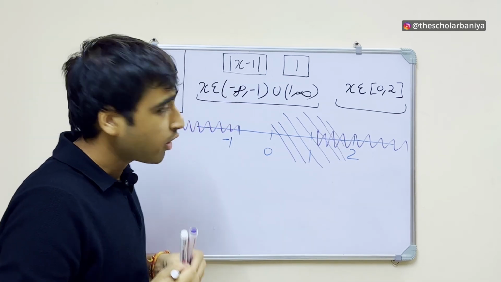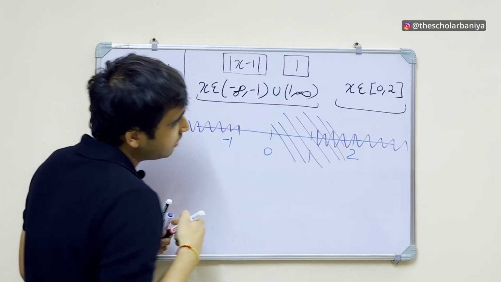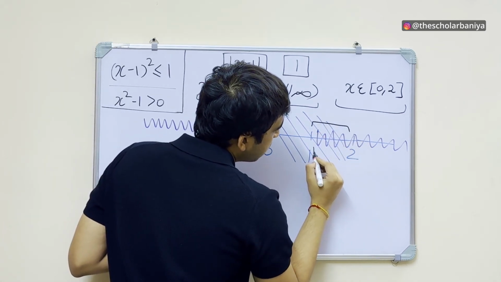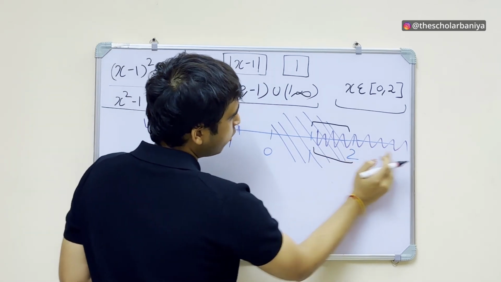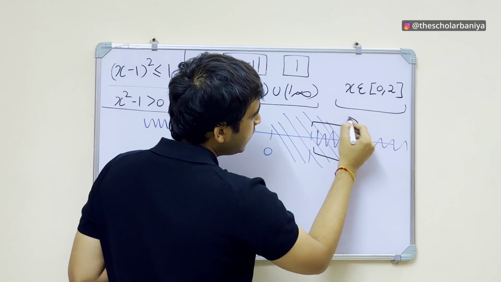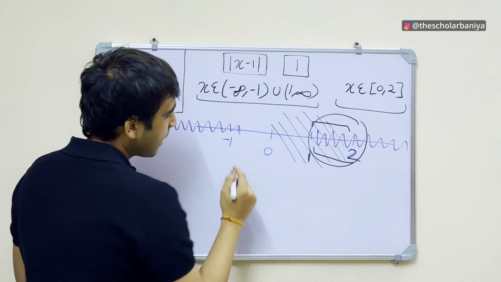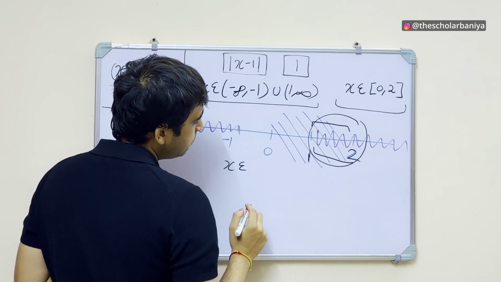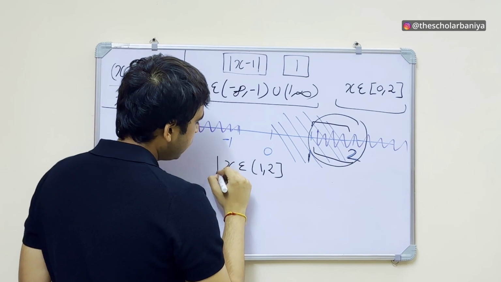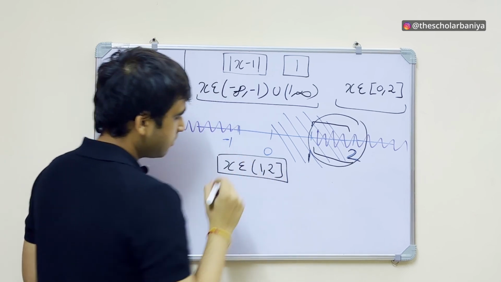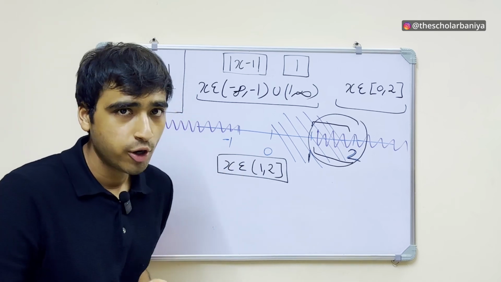right? So what is the common part? You can see the common part is this part. This is the common part. Rest, this part is not common, this part is not common, this part is not common. The only common part is this, that is between 1 and 2, right? So that means x belongs to 1 and 2. X belongs to 1 and 2 is the only possible part. I hope this makes sense, right? So this is the final solution for you.